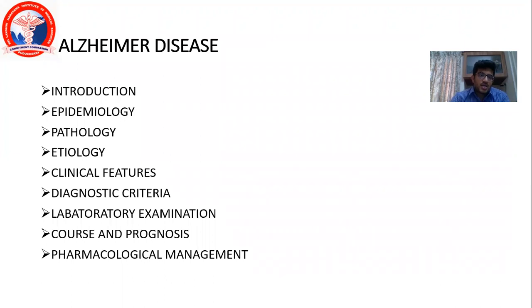Now, focusing on Alzheimer's dementia. For the rest of our presentation, we will follow this format. We'll start off with introduction and epidemiology. We'll go into the pathology, the etiological factors, the clinical features, diagnostic criteria, DSM diagnostic criteria, and the laboratory examination, what laboratory tests we should do in a patient with dementia. And also a small note on pharmacological management and course and prognosis.